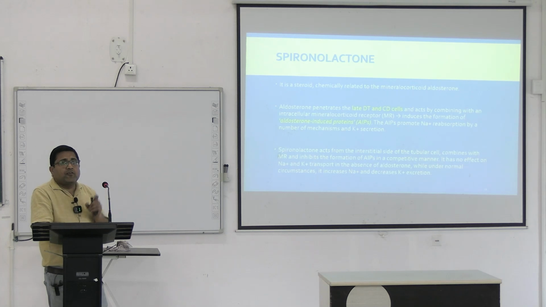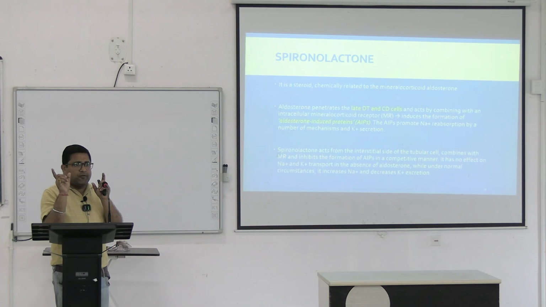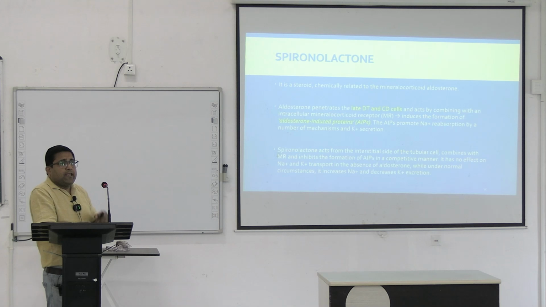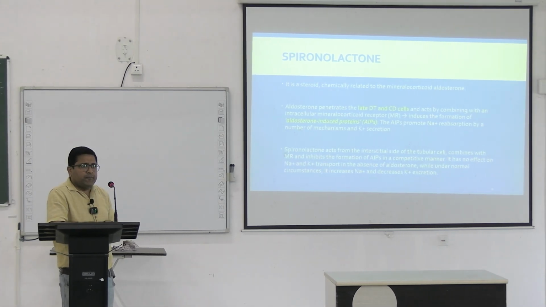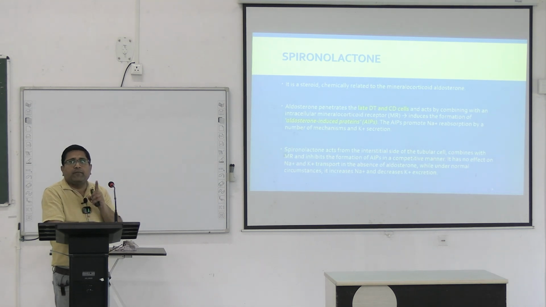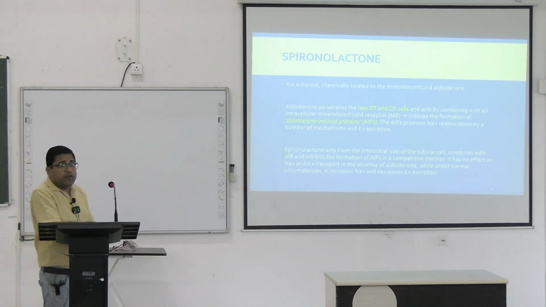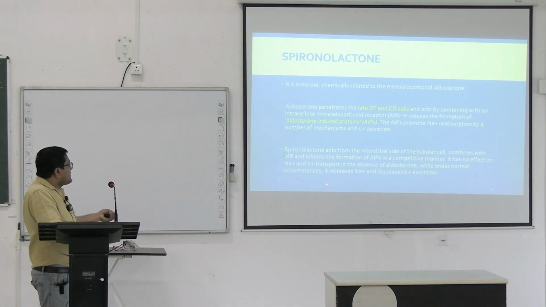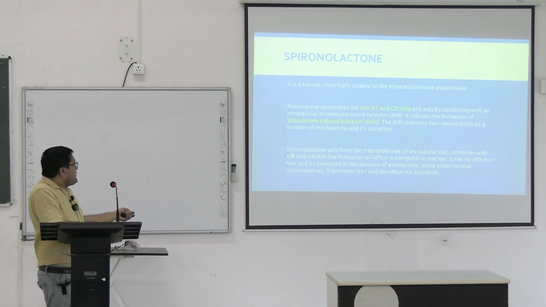Now what does spironolactone do? Spironolactone is the analog of the mineralocorticoid aldosterone. It also enters the interstitial side of the tubular cell. It binds with the mineralocorticoid receptor competitively with aldosterone and inhibits the formation of AIPs, aldosterone-induced proteins. In this competitive manner, it has no effect on sodium and potassium transport in the absence of aldosterone. While under normal circumstances, it increases sodium excretion and decreases potassium excretion.